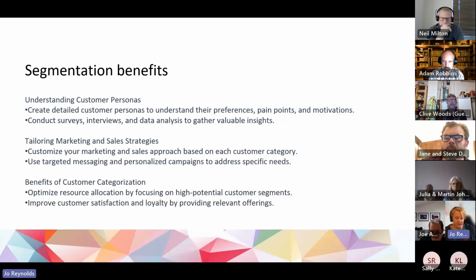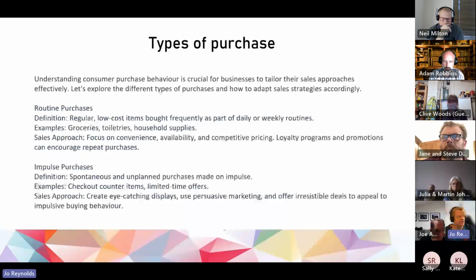As well as understanding where your customers fit, it's important as well to understand the types of purchases that different customers make. So you've got your routine purchases, your tea, your coffee, your toilet roll, your supermarket shopping, things that we do really, really regularly. And by regularly, we're talking about sort of weekly or monthly. So for an office, this could be paper, toner. It could be pens, paper, that sort of thing.